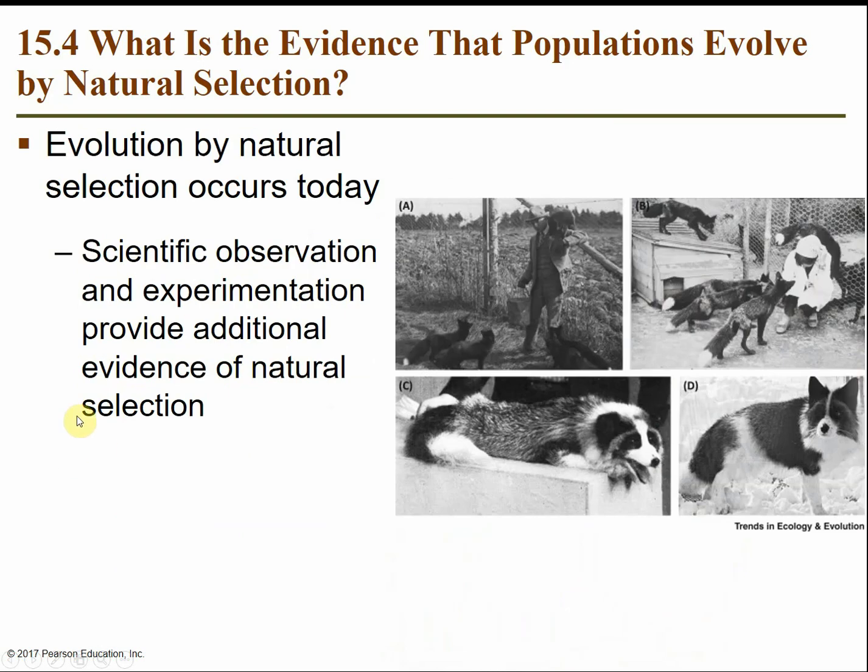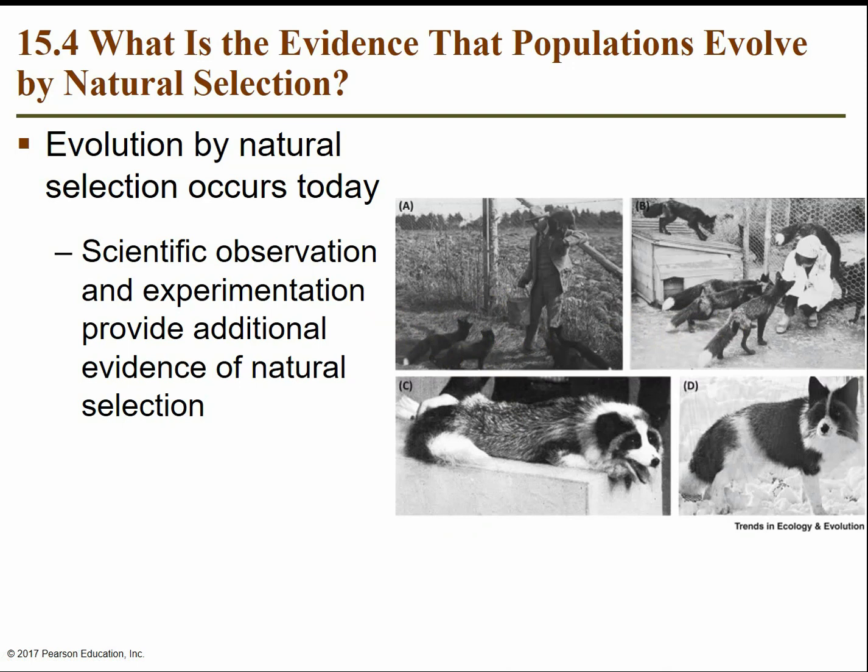So we also know that evolution by natural selection still occurs today. So there's lots of observations and experiments to provide additional evidence of this process of natural selection. So this is a really interesting case of trying to trace back kind of the domestication process of wolves into dogs. So in Russia, they have some Siberian foxes. So these are kind of the natural fox coats. So they set about to domesticate the foxes, kind of like our ancestors would have domesticated wolves for dogs.